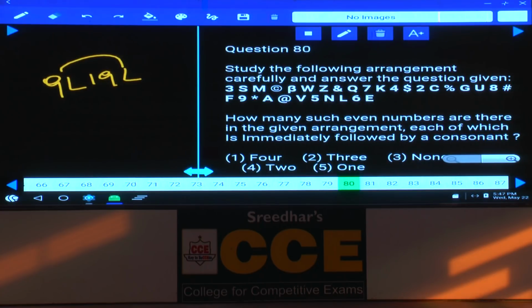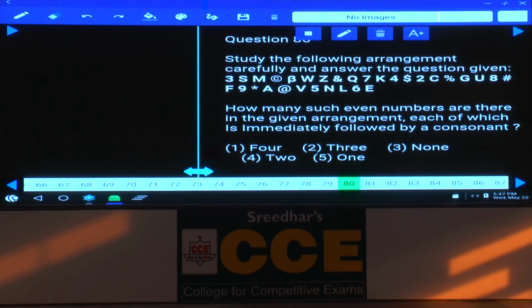Then question number 80. Now how many such even numbers are there in the given arrangement, each of which is immediately followed by a consonant. Even number followed by a consonant. Now what is the even number here? Now 3, 7, 4 is an even number not followed by consonant. 2 followed by a consonant C, 2 even number, 8 even number not followed by consonant, and 6 is not, it is followed by a vowel. And so what is your answer here? There is only one such even number which is followed by a consonant, choice 5, 80.